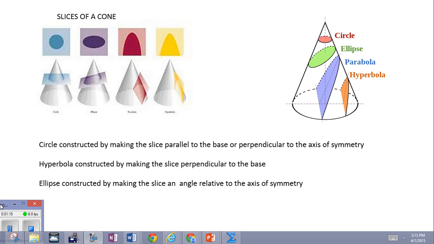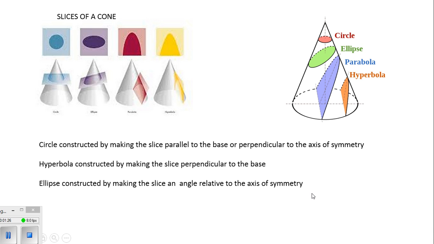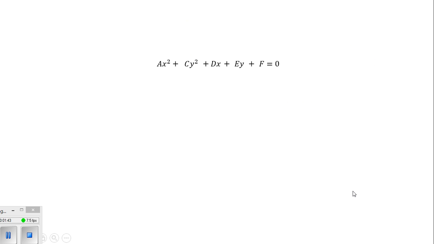The ellipses are slices which are at an angle relative to the axis of symmetry, an angle other than 90 degrees, mind you. And the parabola is the slice produced when the slice is at an angle relative to the base, an angle other than 90 degrees relative to the base, if you will. So those are how those are produced.